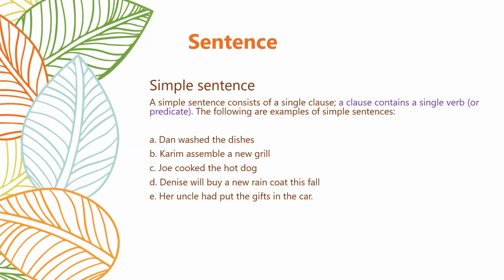So you can see, if you just take sentence A, that will be the easiest example of a simple sentence. Dan washed the dishes. So you see, Dan is the subject, and washed the dishes is the predicate. So at least one subject and the predicate. And in the predicate, you must have a verb. So at least one subject, one verb, that will make a simple sentence.